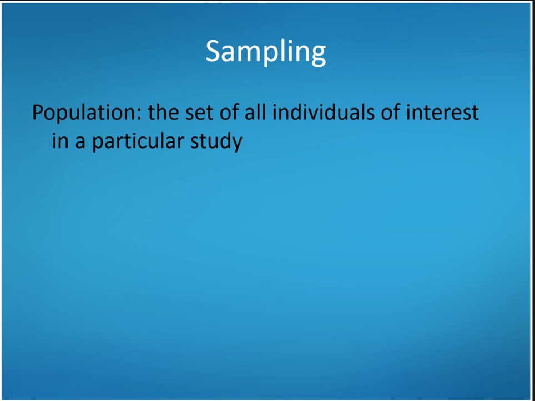Sampling is pretty interesting. There's no way that we could sample all of the individuals of interest to most populations. So if you were wanting to do a study on visualization and sports performance, my population might be pro basketball players or Olympic gymnasts.